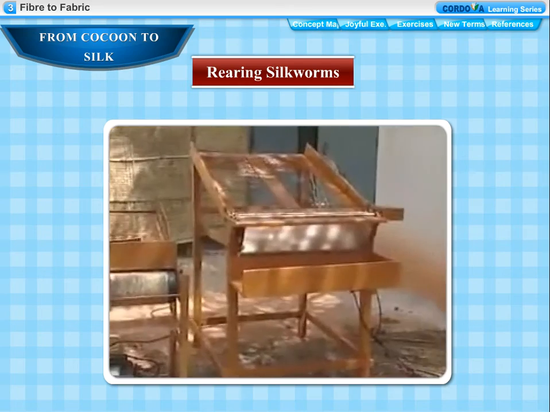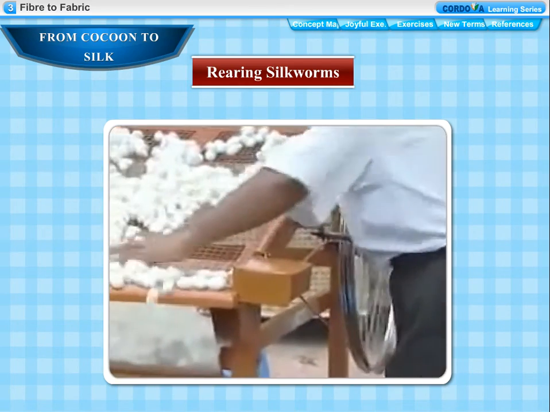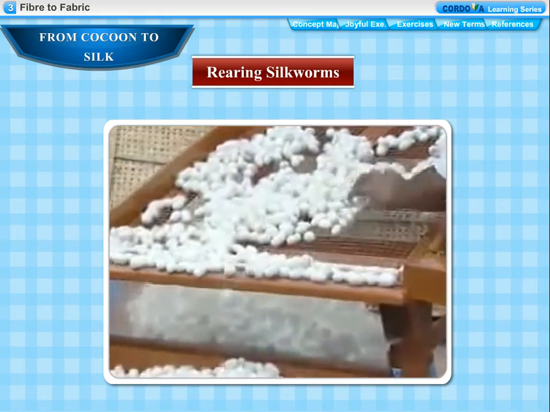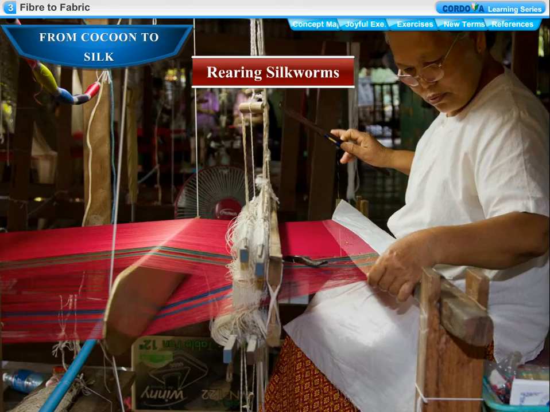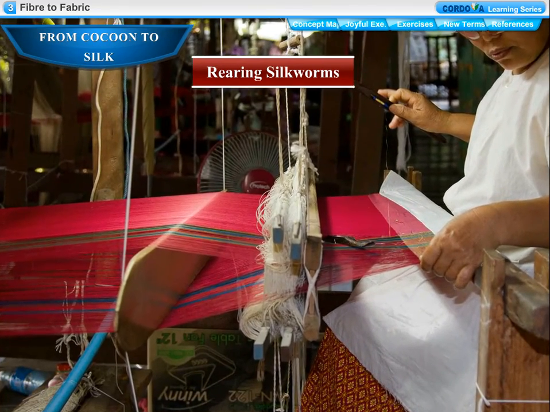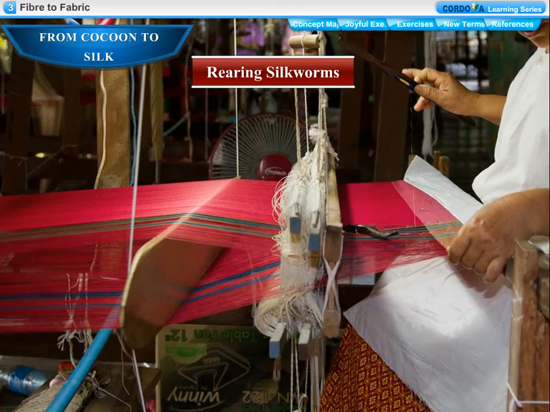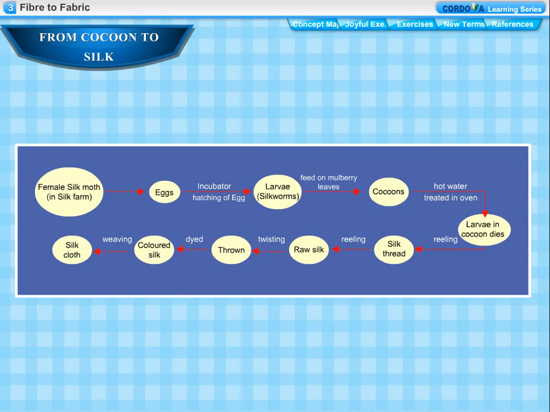The process is called throwing. This prevents the silk from splitting into individual fibers. Thrown silk is dyed for making colored fabric. The dyed silk fibers spun into silk threads are now woven into silk cloth by weavers. So, let us summarize the whole process of obtaining silk from silk moth.